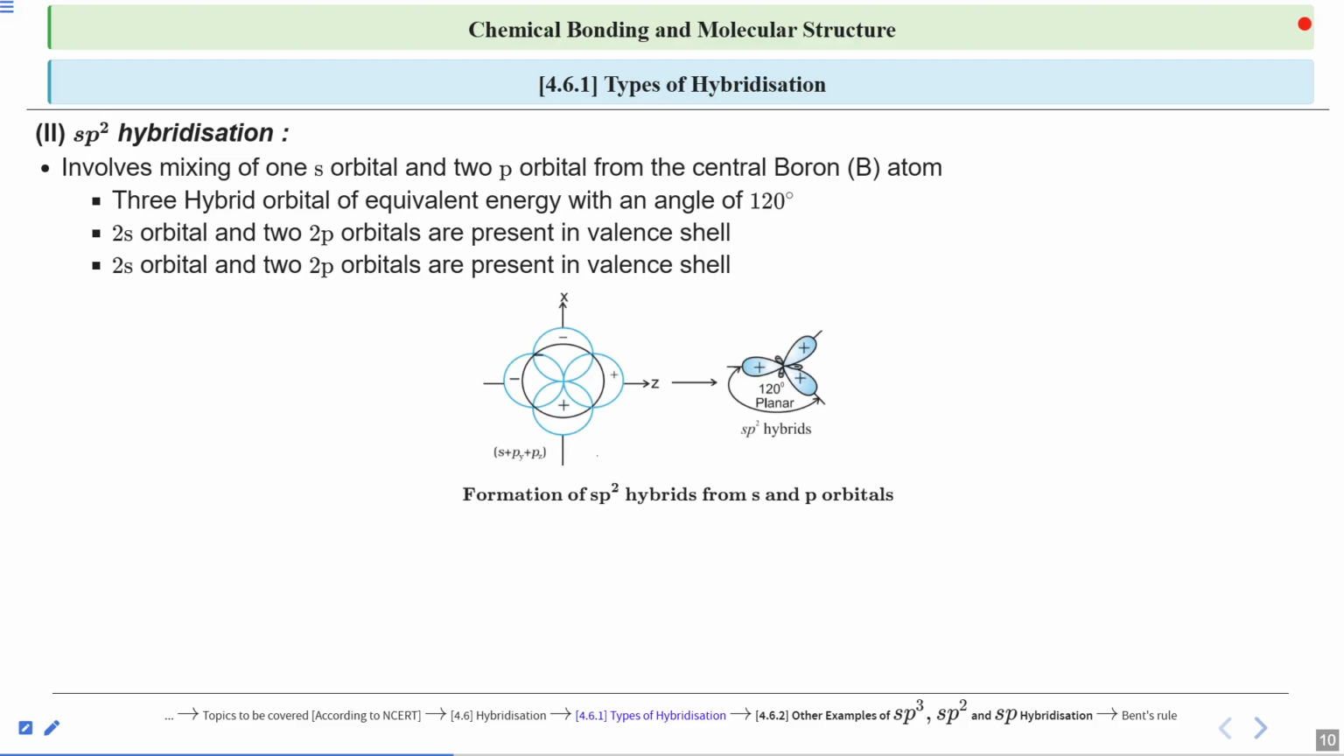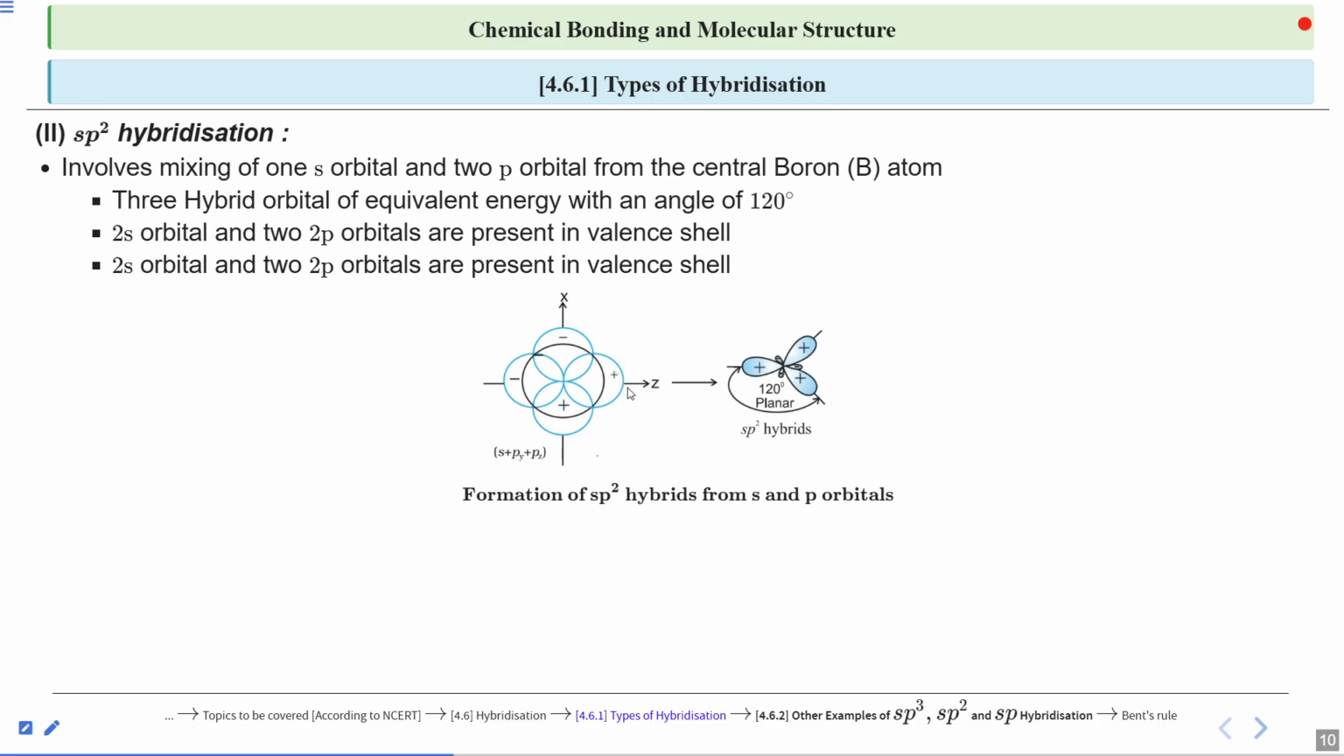Now, let us try to understand the same with the help of this diagram. It may be quite confusing that you can't spot your px, py, pz and s orbitals. So, it's very simple. You take the x-axis and you can see that two circles are drawn along it. One contains a negative sign and the second contains a positive sign. These two circles represent your px orbital, the atomic orbital of px.